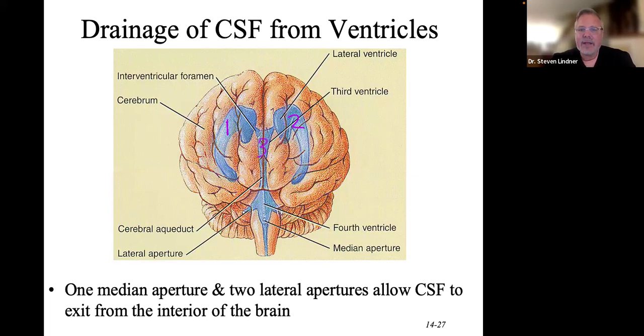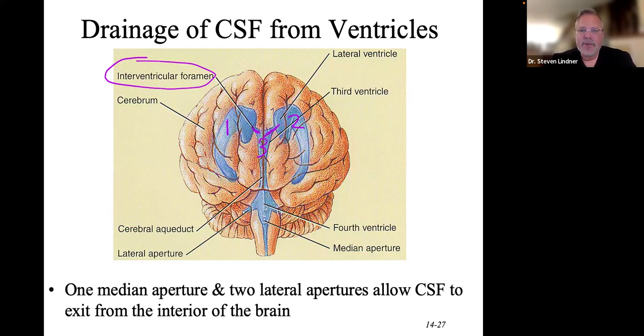So how does CSF escape the lateral ventricles to get into the third ventricle? Well, it uses that interventricular foramen of Monro. And there's two of them. There's one on this side, and there's one on this side.